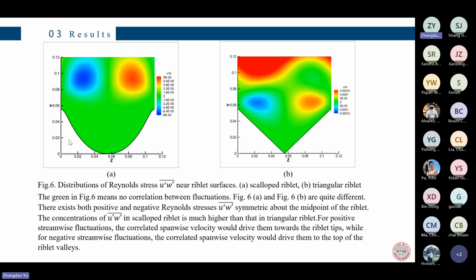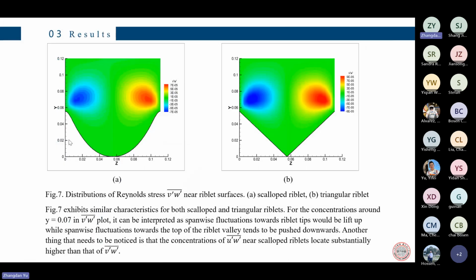For positive streamwise fluctuations, the correlated spanwise velocity would drive them towards the riblet tips, while for negative streamwise fluctuations, the correlated spanwise velocity would drive them to the top of the riblet valleys. Figure 7 exhibits similar characteristics for both scalloped and triangular riblets.